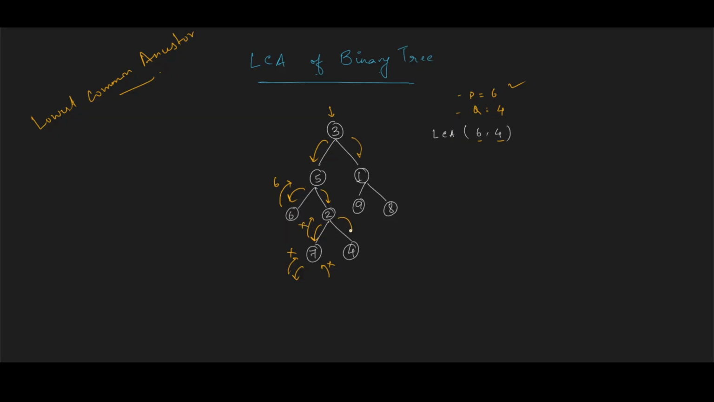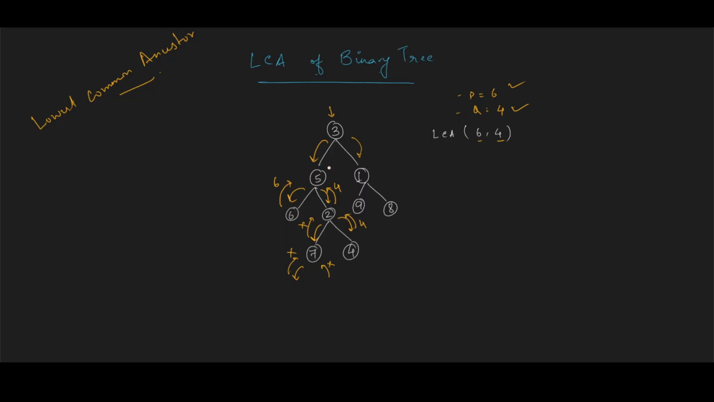Now we go to the right side of 2. We have 4 here. Is 4 one of our targets? Yes, 4 is equal to Q. So we found our other target, and we return 4 from there to 2. Now 2 has got null from its left and 4 from its right. In that case we just bubble up that result.